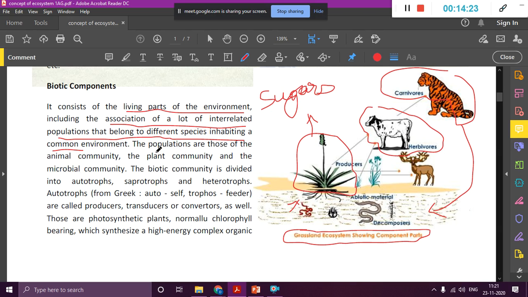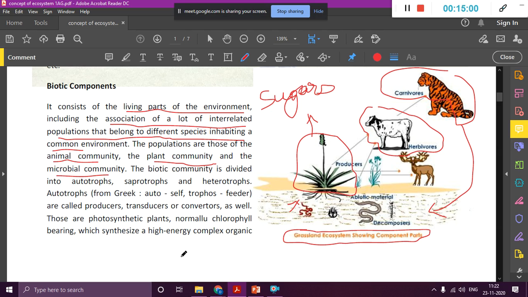So you have a population of plants, so many plants of the same species in one area, that is a population. Many primary consumers of the same species in one area, that's a population. Many tigers, the carnivores, of the same species in a particular area. So basically what are the populations? You can find a population of animal community, plant community, and most important, the microbial community under the soil, decomposers.